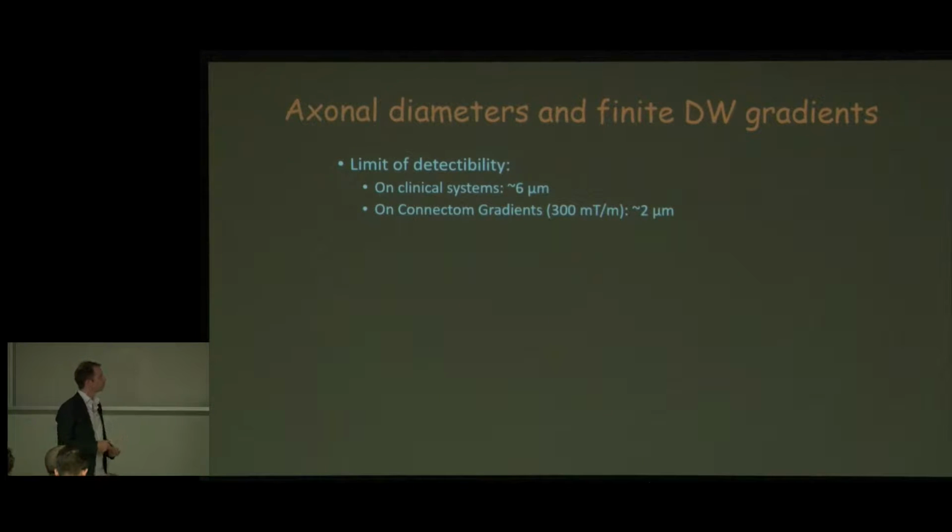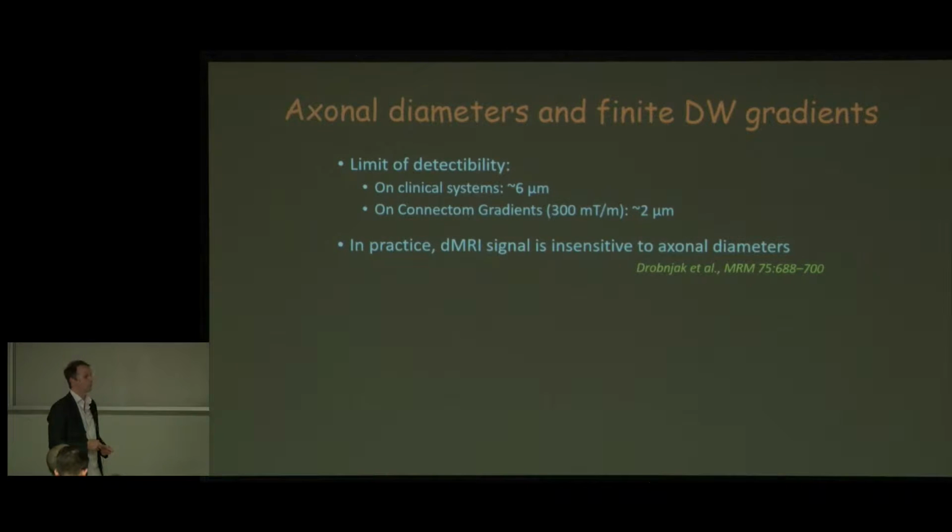That's kind of been borne out recently by some work from Ivana Drobnak from the UCL lab. This is a lab that's been doing a lot of work on axon diameter measurements, and they've just come out to really say that in practice, we're not actually sensitive to axonal diameters. Which is a bit of a problem because there's been a lot of studies done looking at axonal diameters and showing differences in various pathologies, and you've got to start wondering what it was that was making a difference to this signal.